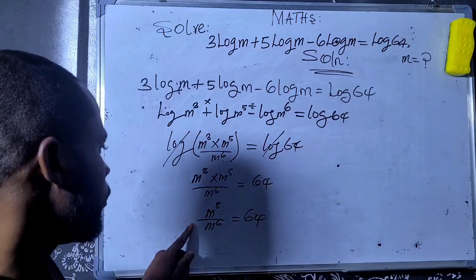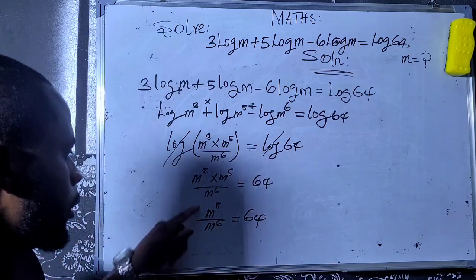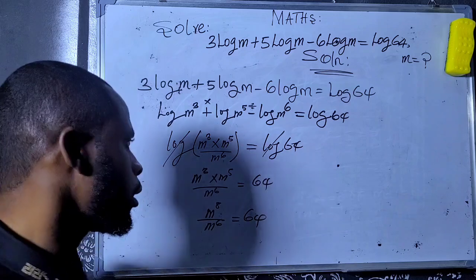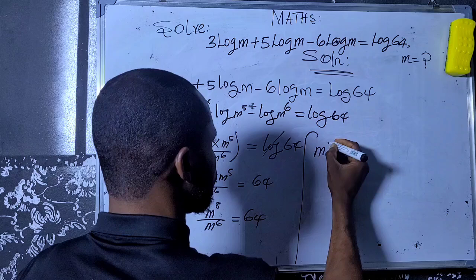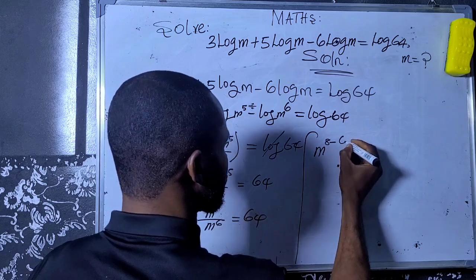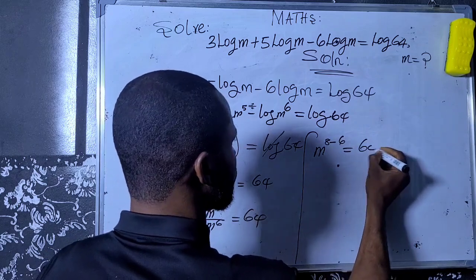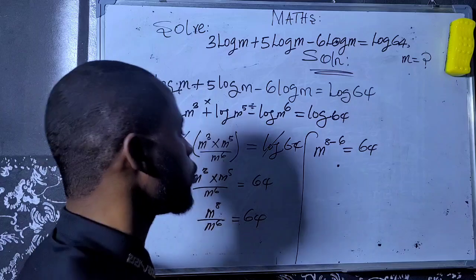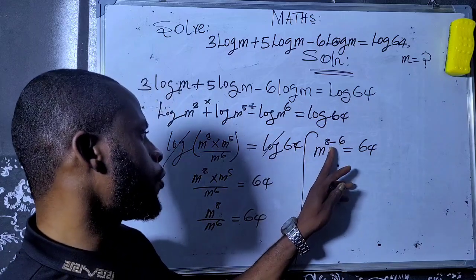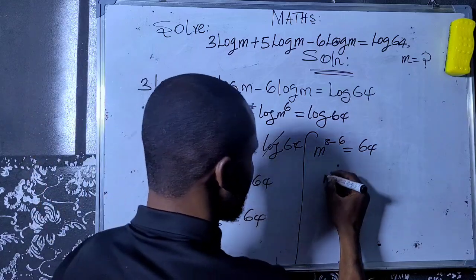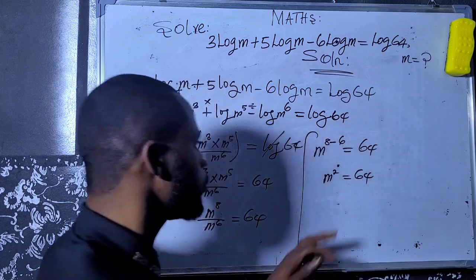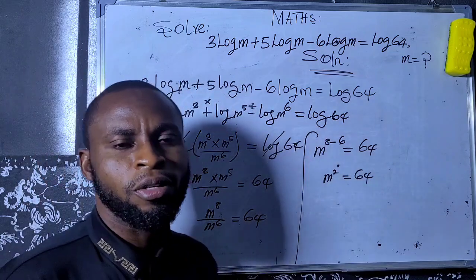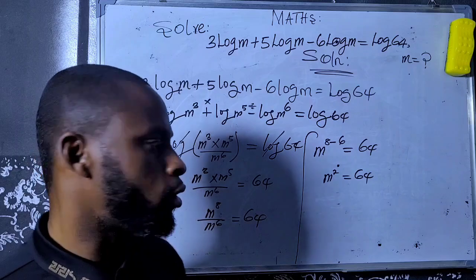Then this is division with the same base, so we subtract the powers. Then we are going to have m to the power of 8 minus 6 equals 64. Then m to the power of 8 minus 6 gives us m to the power of 2 equals 64. Now the next step is to take the square root of both sides of the equation.